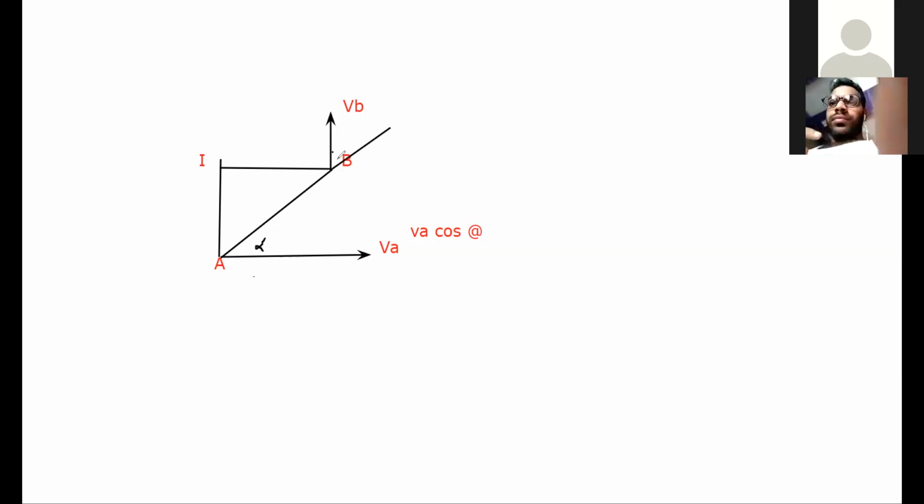This angle is my beta. Okay, this is my beta angle. So if I resolve this, you can see now the horizontal component of this A will be VA cos theta. And if I consider only this part, the horizontal component for this part will be VB cos theta. So now this is clear up to here.